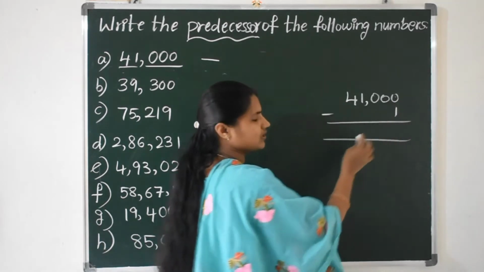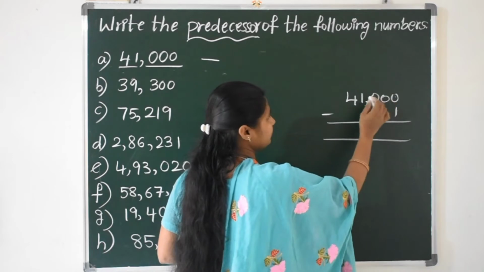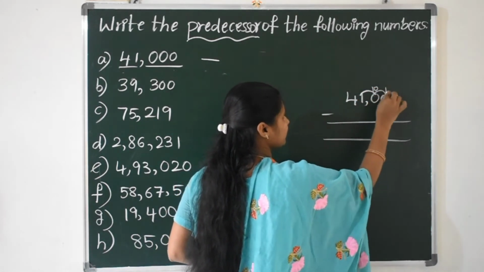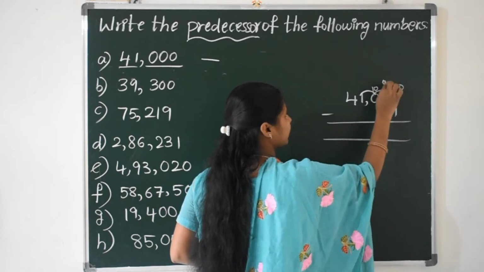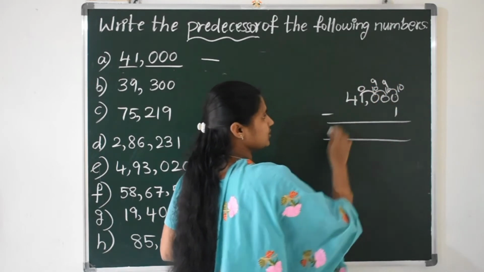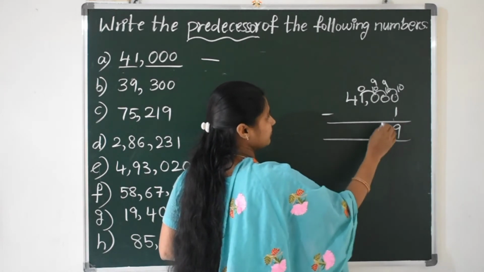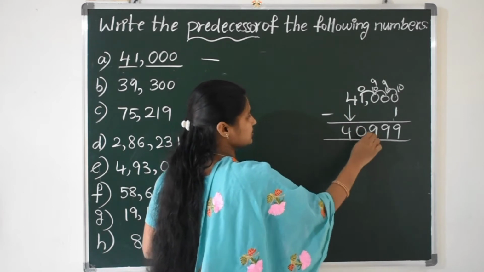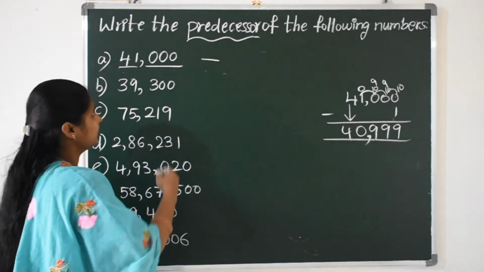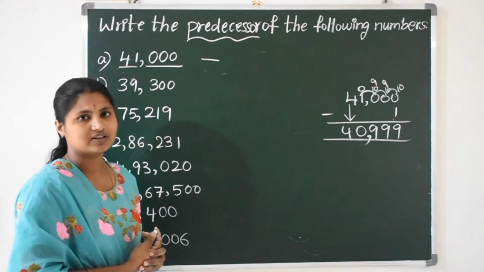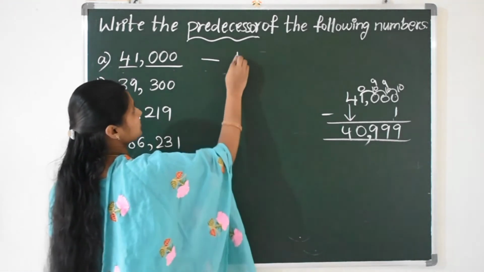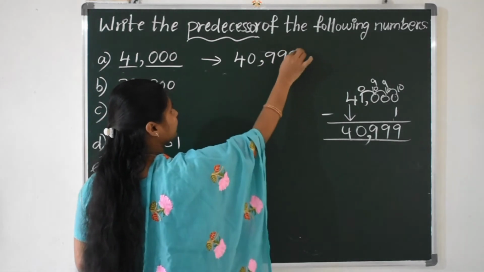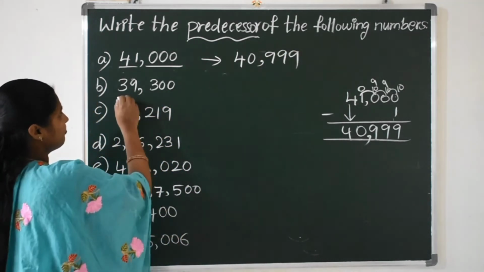Here 0 minus 1 is not possible. So take the borrow from the before number. See here, I am taking borrow. Okay. So here 9 comes, here also 9 comes, here 0 comes. 10 minus 1 is 9, 9 here, here also 9, 0 and this 4 comes as it is. So 40,999. What is the predecessor of 41,000? 40,999. Okay.